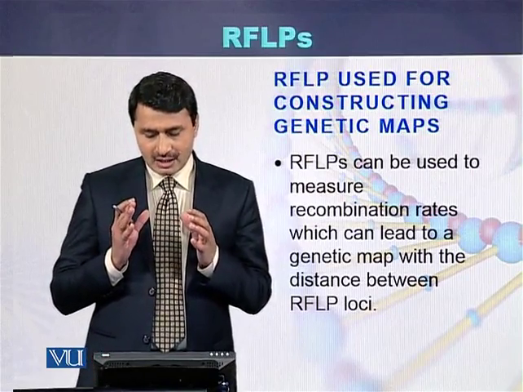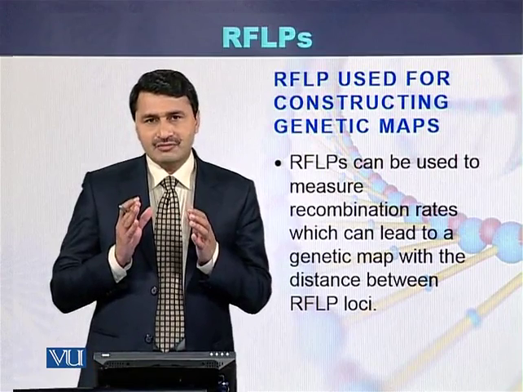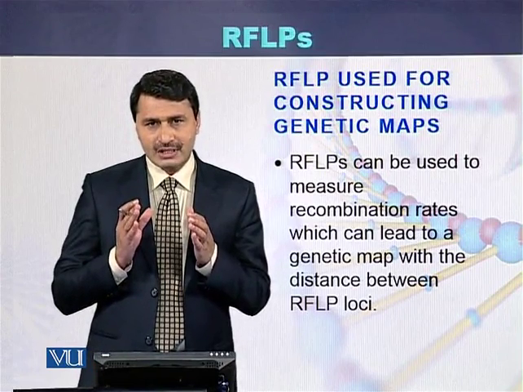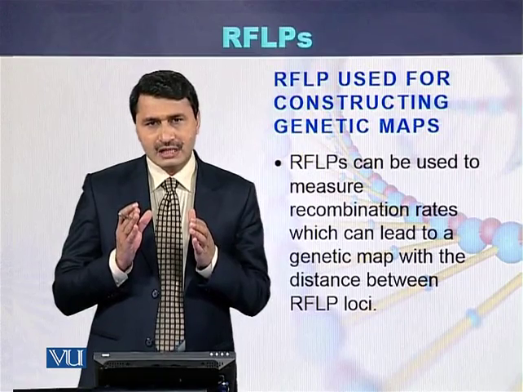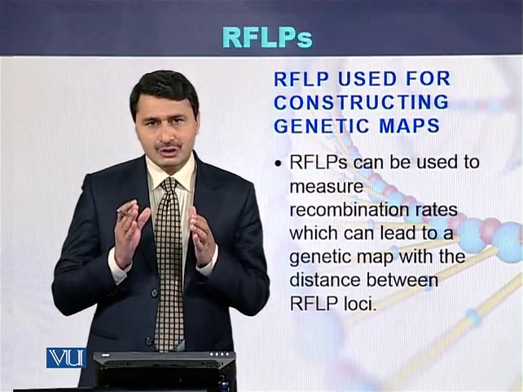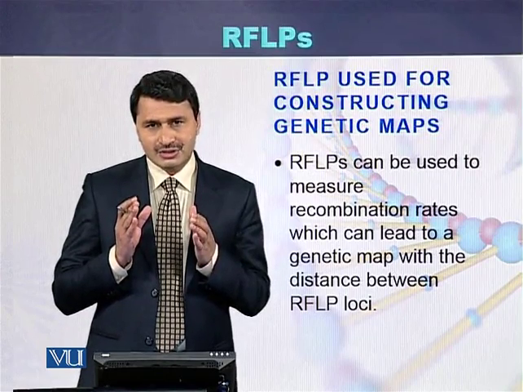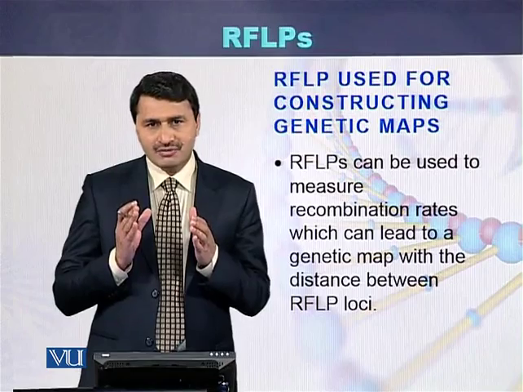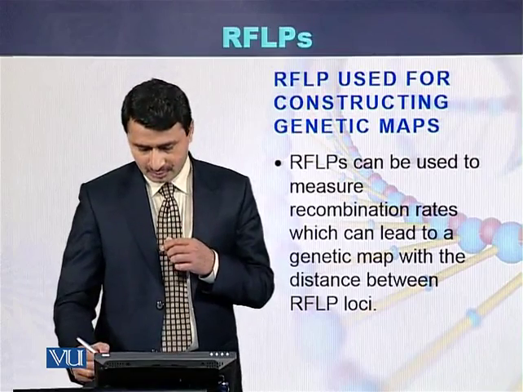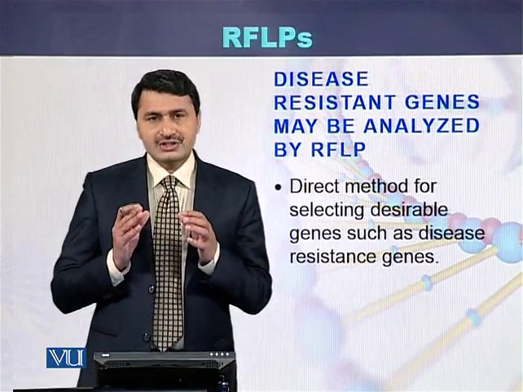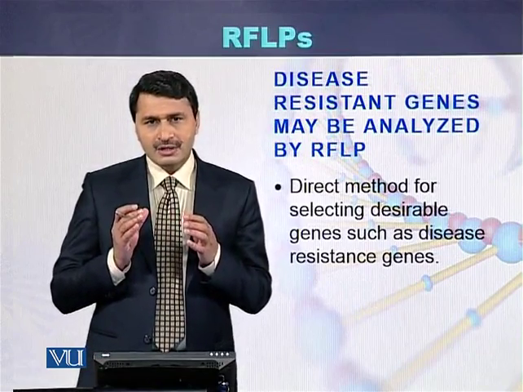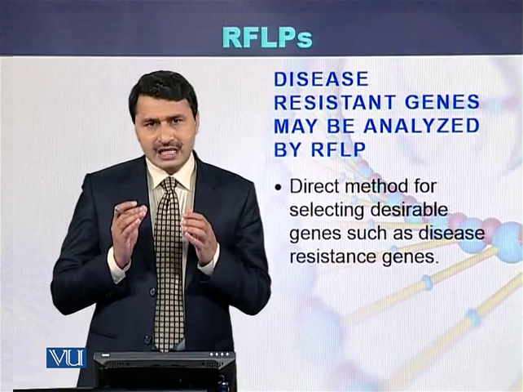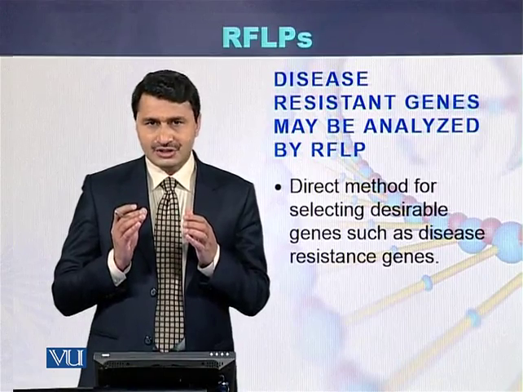RFLP is used for constructing genetic maps. With the help of restriction fragment length polymorphism, we can construct the maps of different genomes. So this technique is also used for constructing the genomes of different organisms. Disease resistance genes: in case of many plants or crops, disease resistance genes can be studied with the help of this technique.